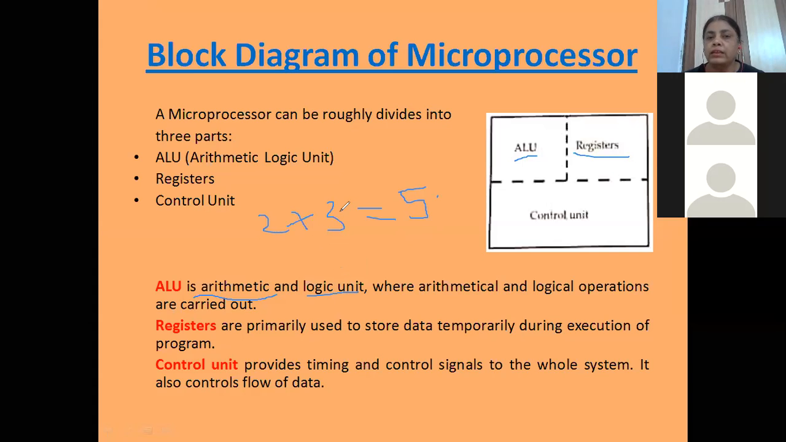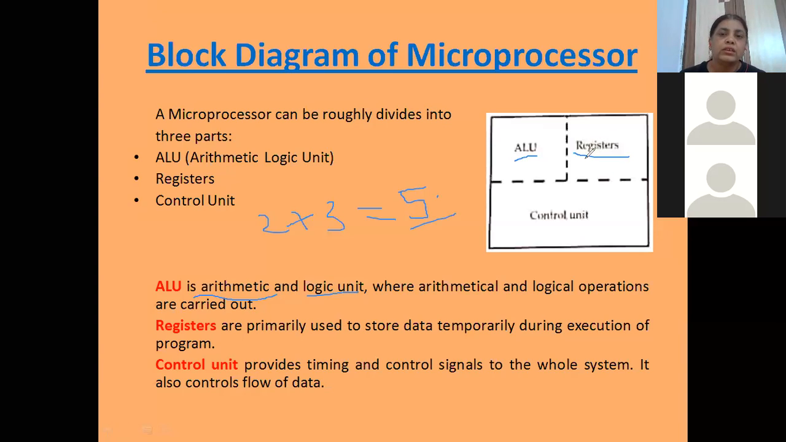So this 2 and 3 will transfer into register. From register it will transfer to ALU, and after processing your result 5 again will transfer to register, and from this register it will go to output. Clear this point. So what is the basic definition of register?